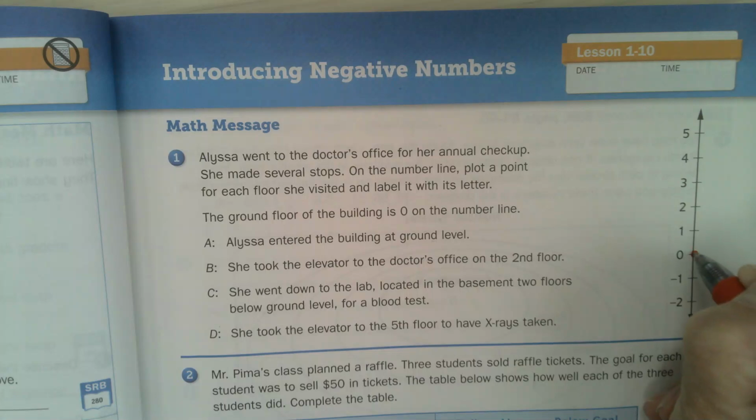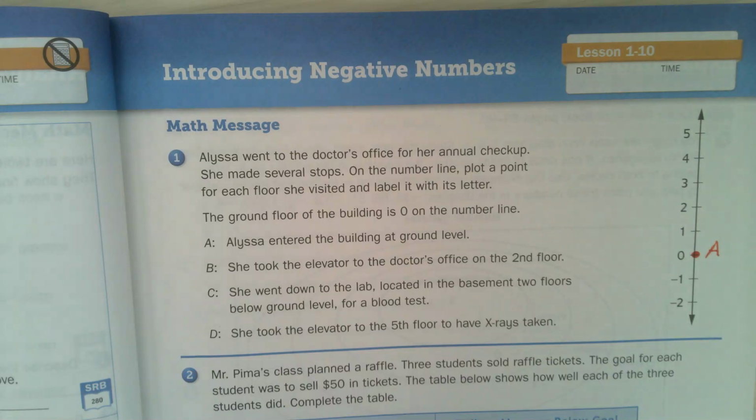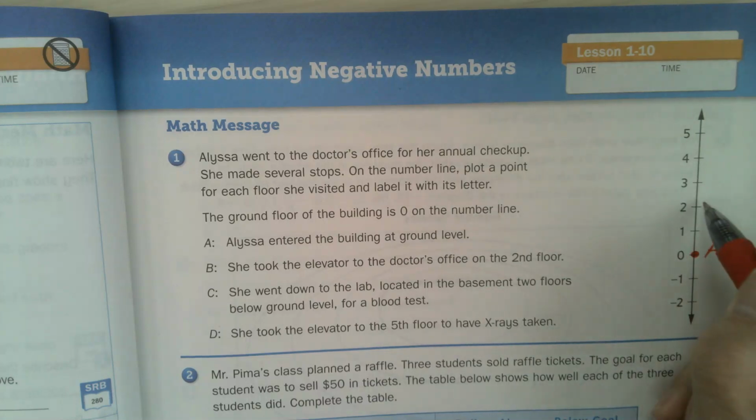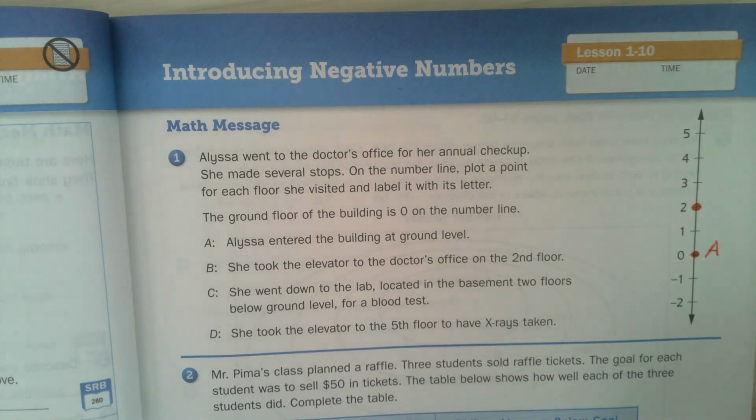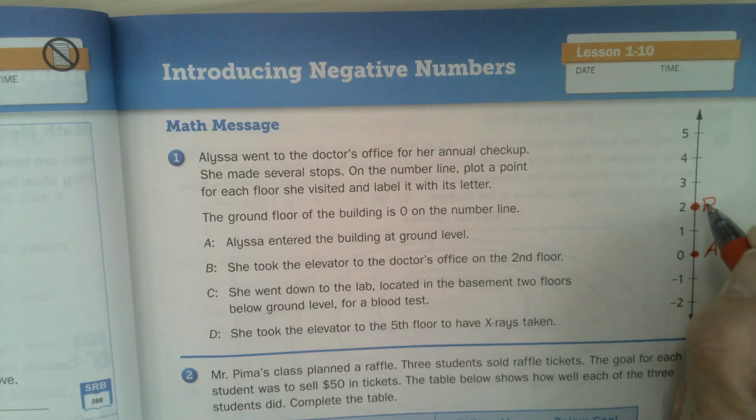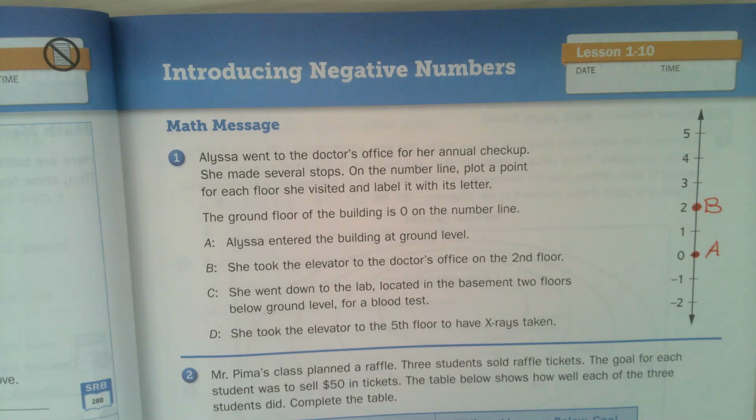That would be considered 0. Make sure you put an A there now. B, she took the elevator to the doctor's office on the 2nd floor. The 2nd floor, you're going to put the letter B. Letter C, she went down to the lab, located in the basement 2 floors below ground level for a blood test. Put letter C where you think that one should be.